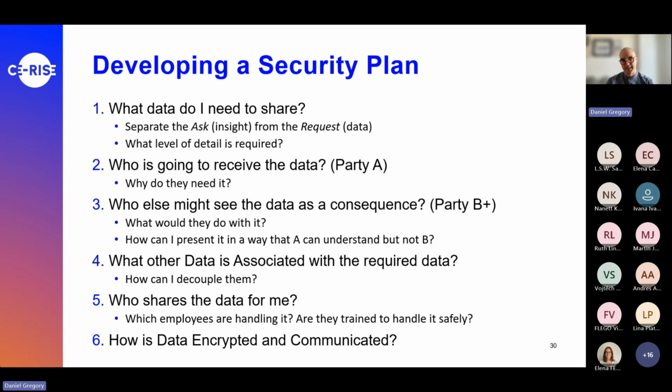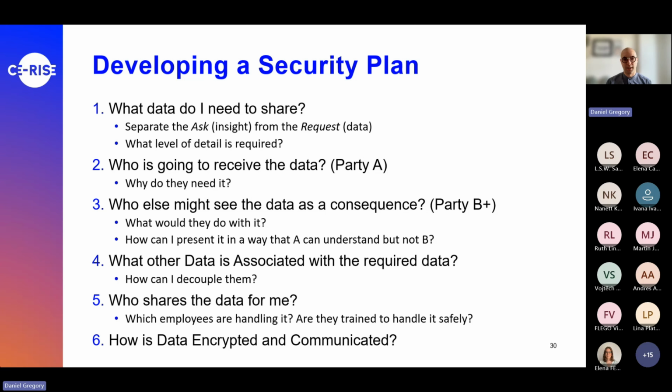Then you want to know who's going to receive that data, why do they need that, and then who else is going to receive that as a consequence. So what are they going to do? Like if party A receives the data, who are they going to pass it to? What else could that person do with it? And can it be represented in a way that A understands but not B? That might be another way to protect your data.